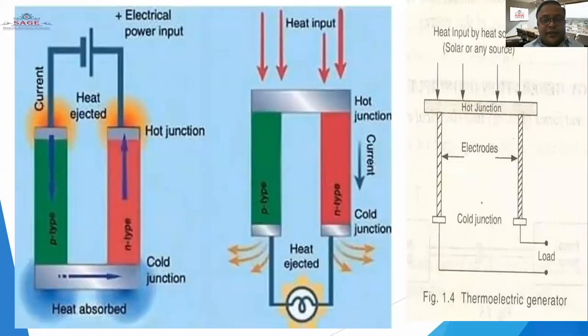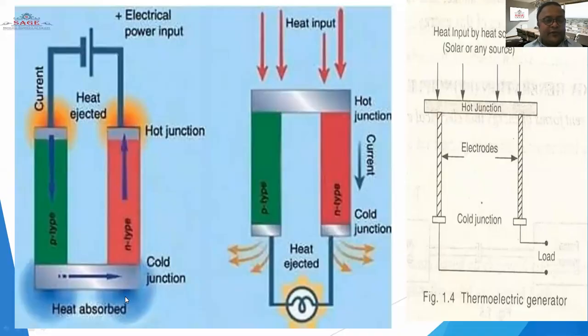This is the main diagram where all the things are clear. This is the pictorial diagram. This is the actual diagram where all the things are clear. Heat is absorbed from the cold junction side, and heat is rejected from the hot junction. This is the main fundamental.